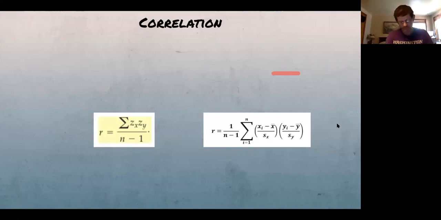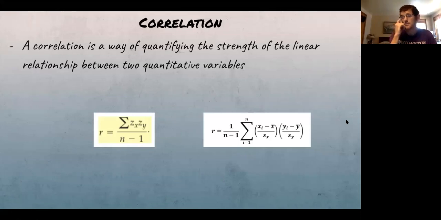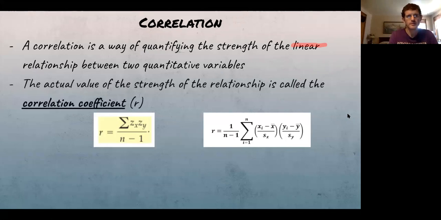Okay, so correlation. This is probably not completely new for you guys, but there are some important things you'll need to be aware of. A correlation is a way of quantifying the strength of the linear relationship between two quantitative variables. And I can't emphasize this enough, it's the linear relationship. We're going to come back to that. Now, specifically, this is what we call Pearson's correlation coefficient, because there are other types of correlation coefficients, but Pearson's is the big one. The actual value of the strength of the relationship is called the correlation coefficient. And you don't have to include that word coefficient, you can just say r is, or correlation is, and it is understood.